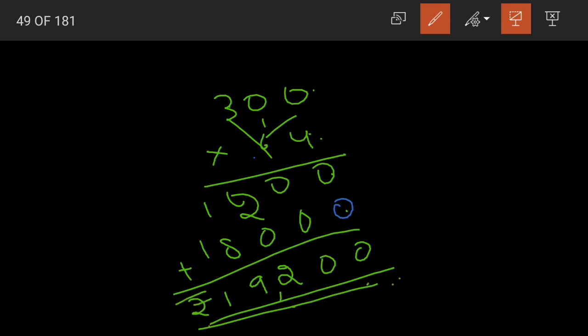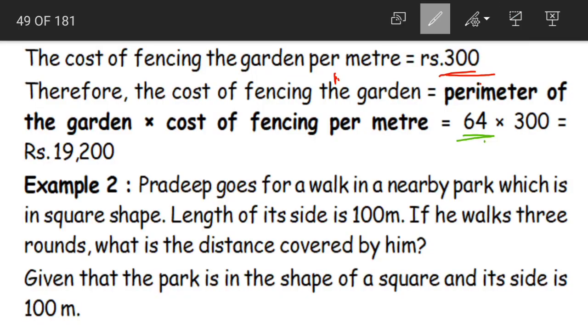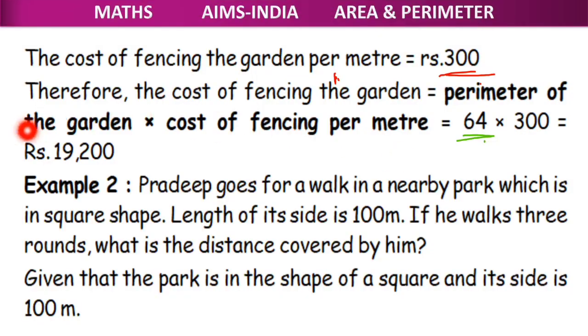What is this? This is in rupees. This is the cost of fencing our garden. That is the cost of fencing for 64 meters. What is this 64 meters? It is the perimeter of our garden. 19,200 is our final cost, or the total cost of fencing the garden area. Yes or no? See, the cost of fencing, let us revise again.